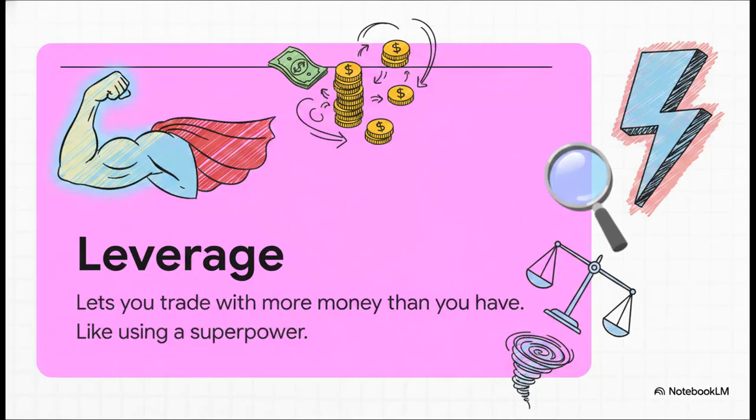And this brilliantly illustrates our next concept, leverage. Leverage lets you trade with way more money than you actually have in your account. Think of it like a borrowed superpower. For example, a 1 to 100 leverage means if you have $10, your broker lets you trade as if you have $1,000. But remember, superpowers can help you, but they can also hurt you immensely if a heavily leveraged trade suddenly goes the wrong way.